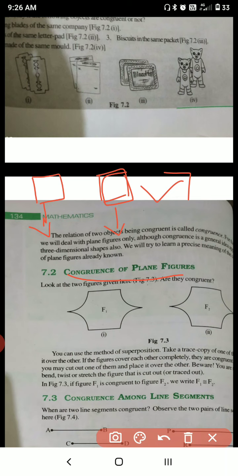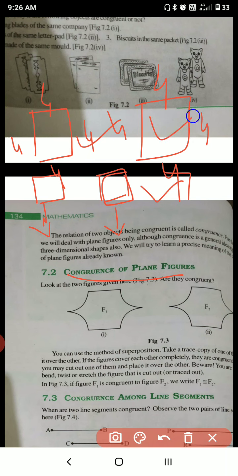Or if measurements are also given to you, suppose it is 4, 4, 4, 4, and the second square is given to you whose measurements are also 4, 4, 4, 4. So this is called a congruent figure. Why? Because the measurements are equal. Understood, beta? Now if they are equal, this is your figure 1, this is your figure 2. So here we can write that figure 1 is equal to figure 2. Clear?